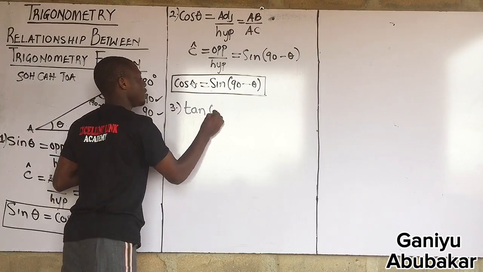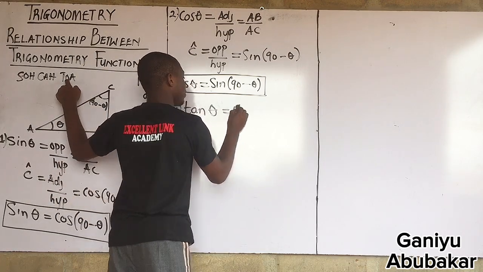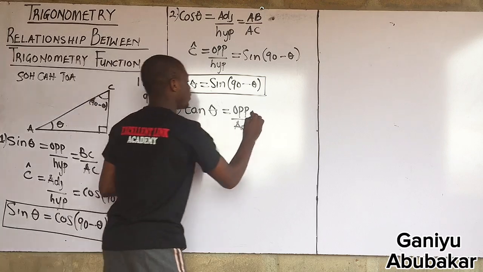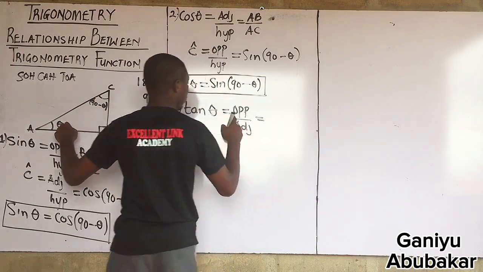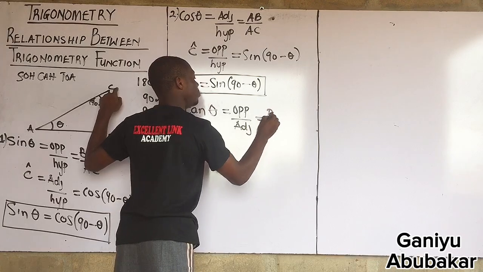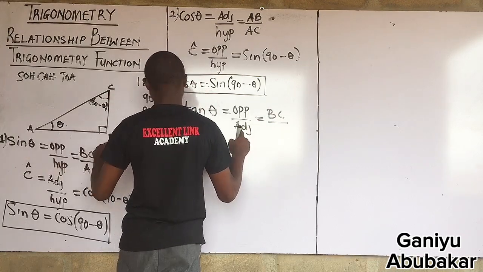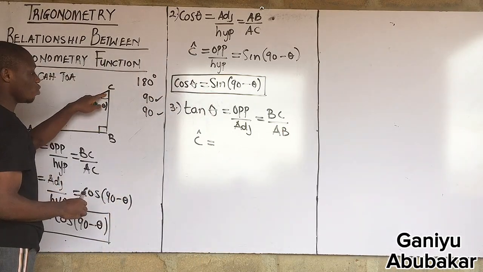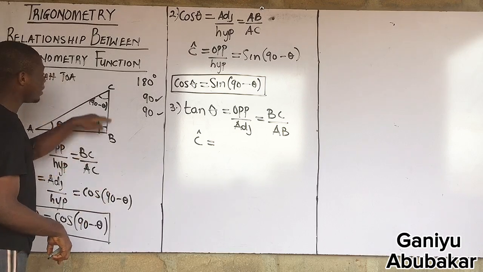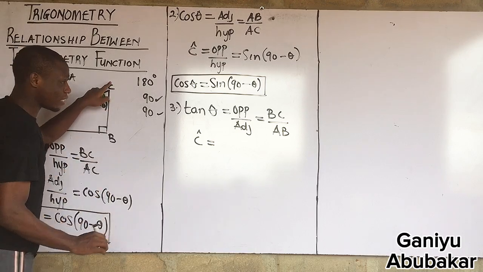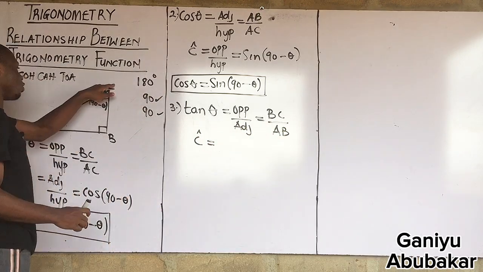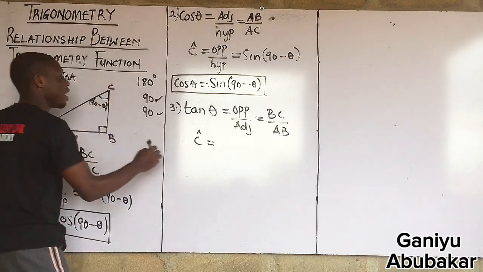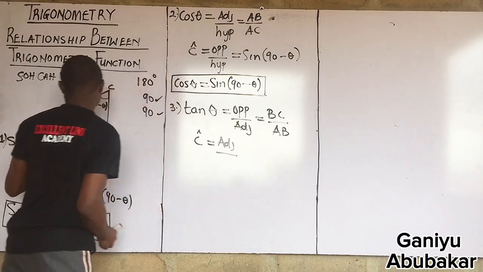Tan theta is equal to opposite all over adjacent. If I'm considering theta as my angle, what's my opposite? That's BC. I have BC all over the adjacent, which is AB. So considering angle C now, AB is now opposite. In that case, BC is now adjacent. AC, the hypotenuse, is always constant. So this angle here is opposite, here is adjacent. BC is adjacent all over, and AB is opposite.